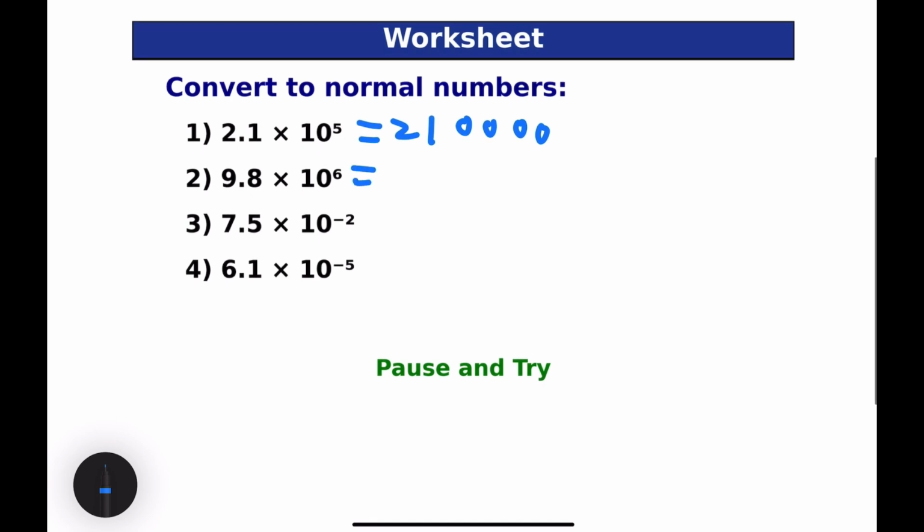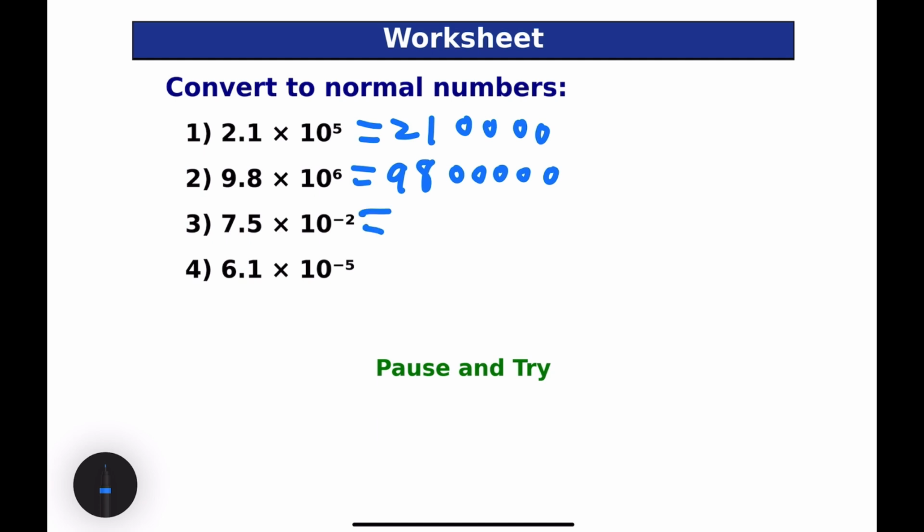Okay, next one. So this time is to the power of 6, so we can multiply it by 10 6 times. So once, twice, 3 times, 4 times, 5 times, and 6 times. So this time we have 9,800,000.